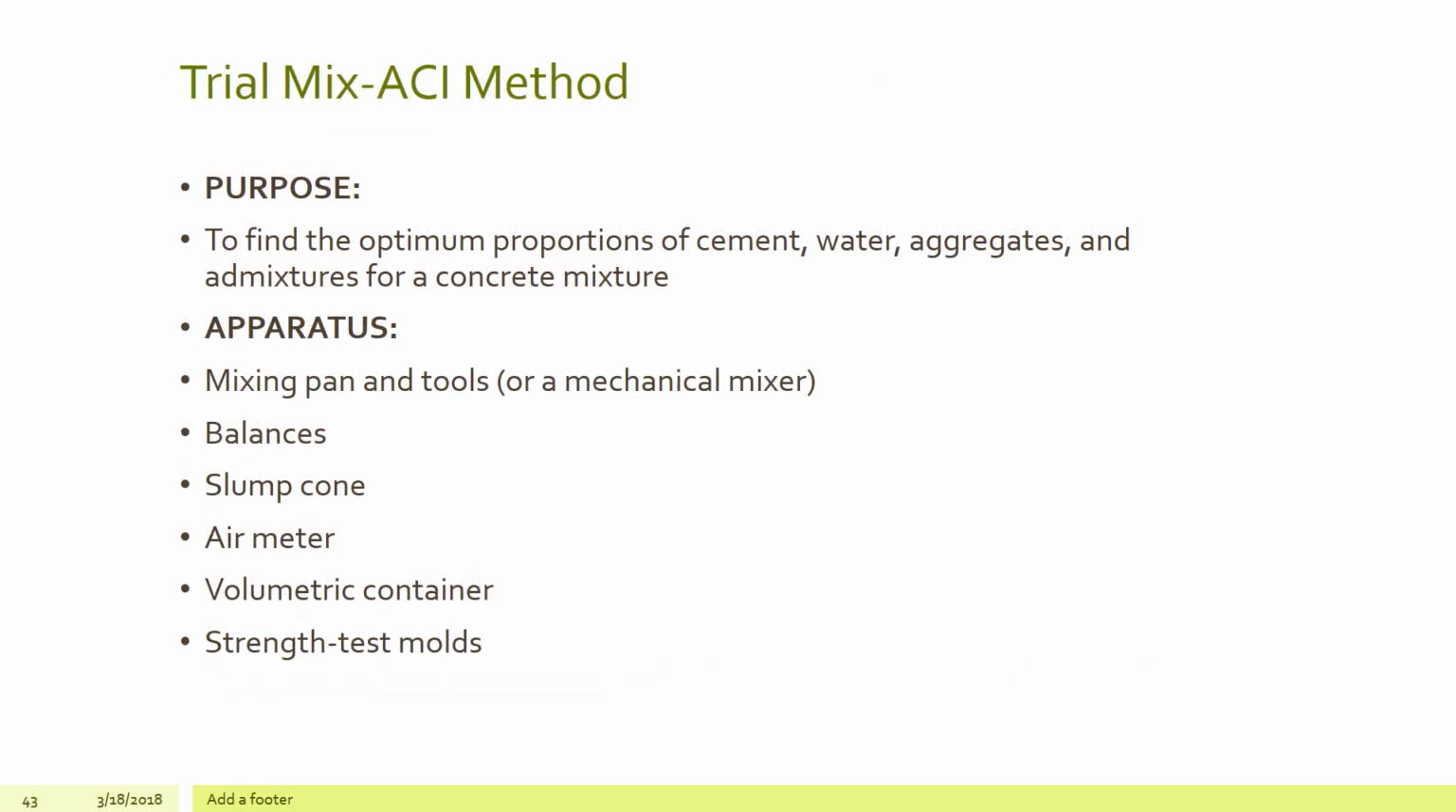Trial mix ACI method. Again, we're looking for the optimum proportions of cement, water, aggregates, and admixtures for a concrete mixture. Again, our apparatus: we need a mixing pan and tools, balances, slump cone, air meter, volumetric container, and strength test molds.